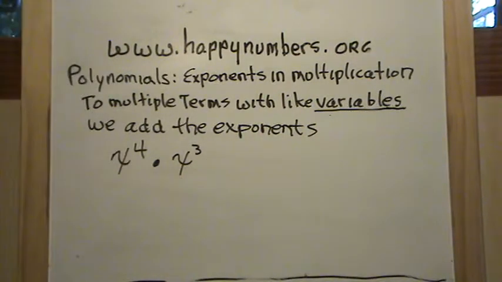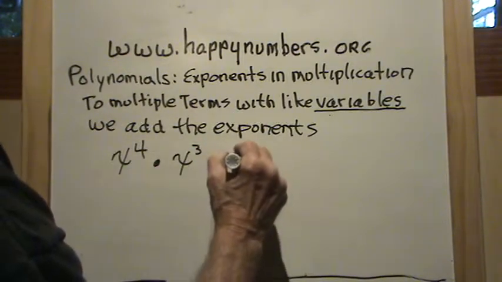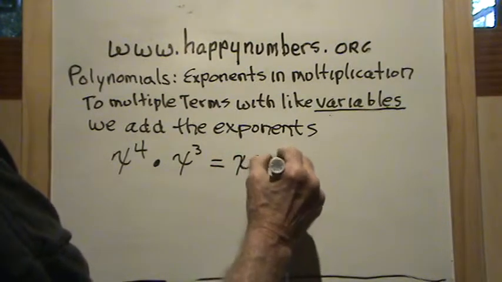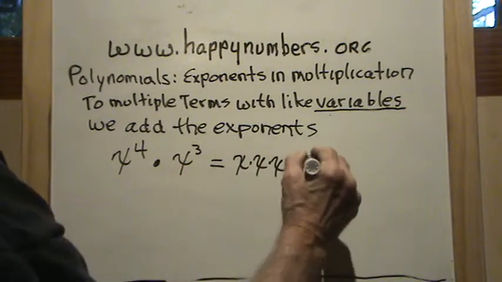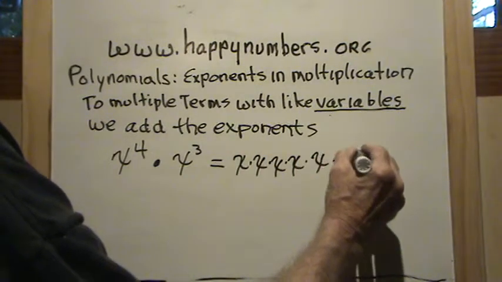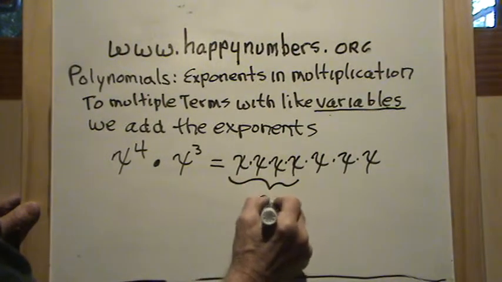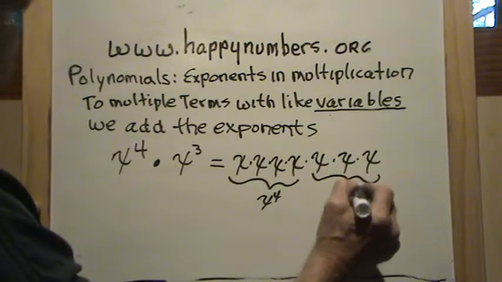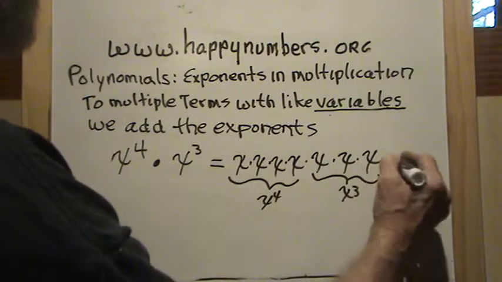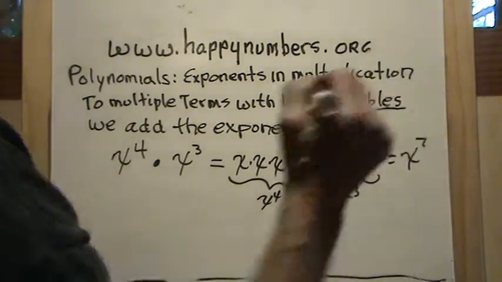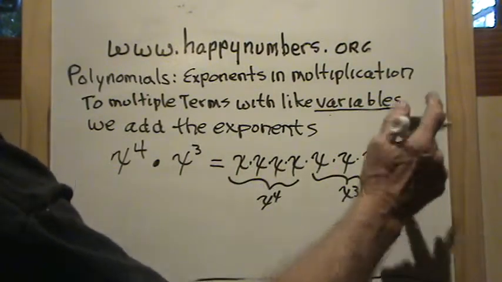So, to work this problem, we certainly could do this. X to the fourth is x times x times x times x, times x to the third, x times x times x. This is x to the fourth, and this is x to the third. And then we could count them up. 1, 2, 3, 4, 5, 6, 7 equals x to the seventh. So if I multiply x to the fourth times x to the third, my answer is x to the seventh.